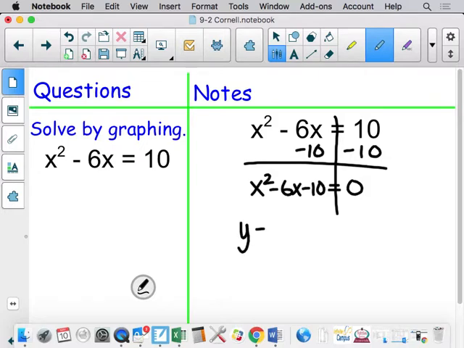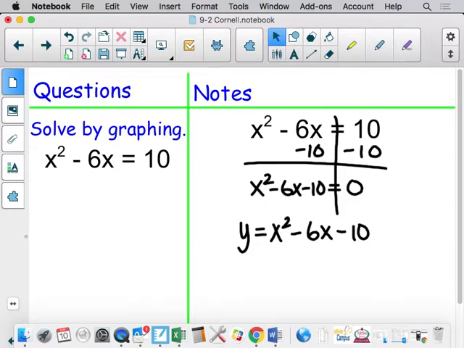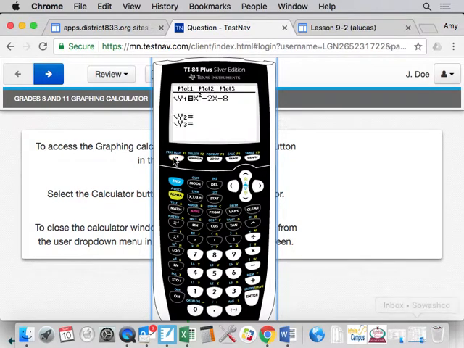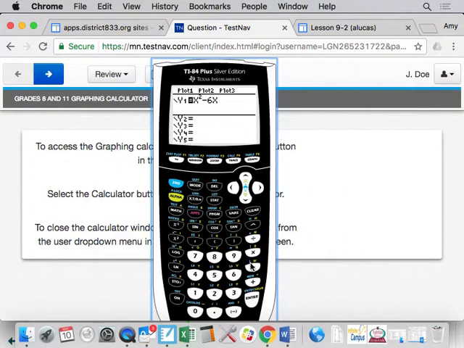So I'm entering in y equals x squared minus 6x minus 10. We have to have the entire quadratic on one side. It has to be set equal to 0 to find the zeros for the function. Back to the calculator. So y equals, I can clear this one. Now I need x squared minus 6x minus 10.